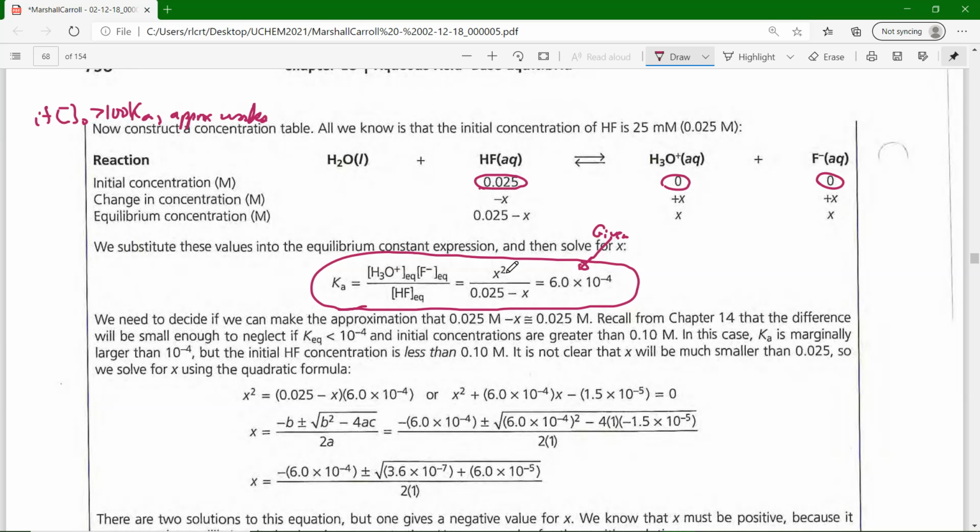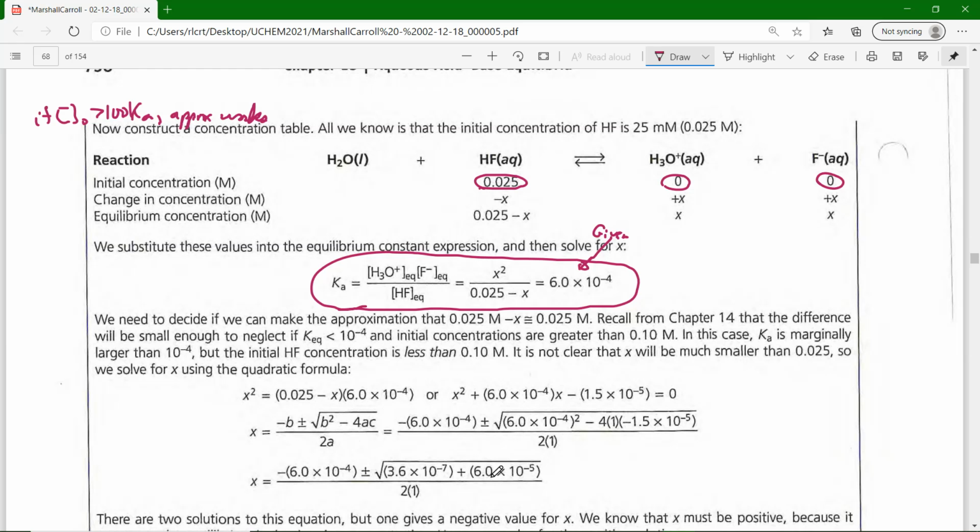So the approximation would be I'd get rid of the x in the denominator, and then I wouldn't have to do a quadratic. But here I multiply both sides, plug them into my roots equation. X is minus b plus or minus the square root of b squared minus 4ac, all divided by 2a. And I get two roots.